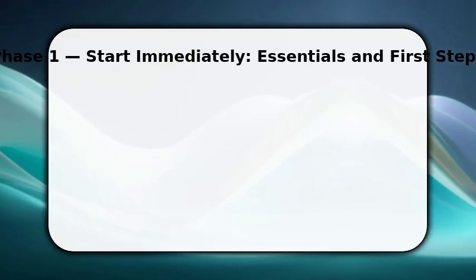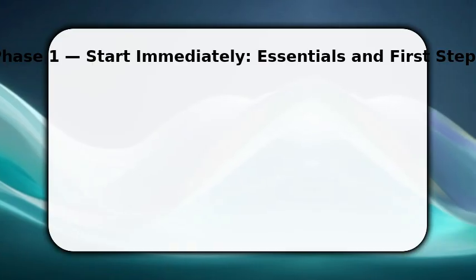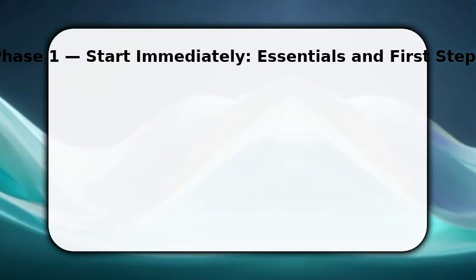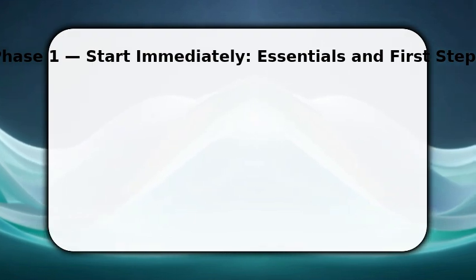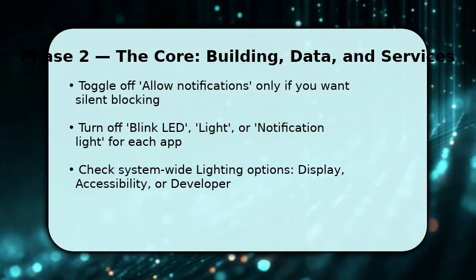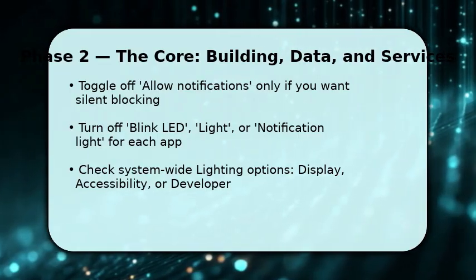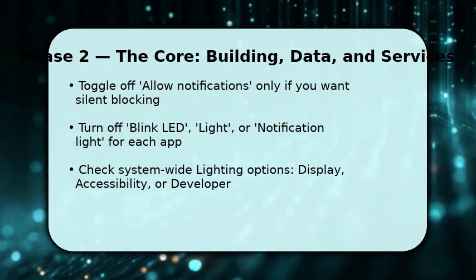Make sure to note whether your OS labels it LED or Notification Light. That name guides the next actions you must take. Now disable the LED specifically without killing all alerts. For each offending app, open its notification controls and turn off the LED/light/blink option. If that exact toggle is missing, reduce priority or set notifications to silent.